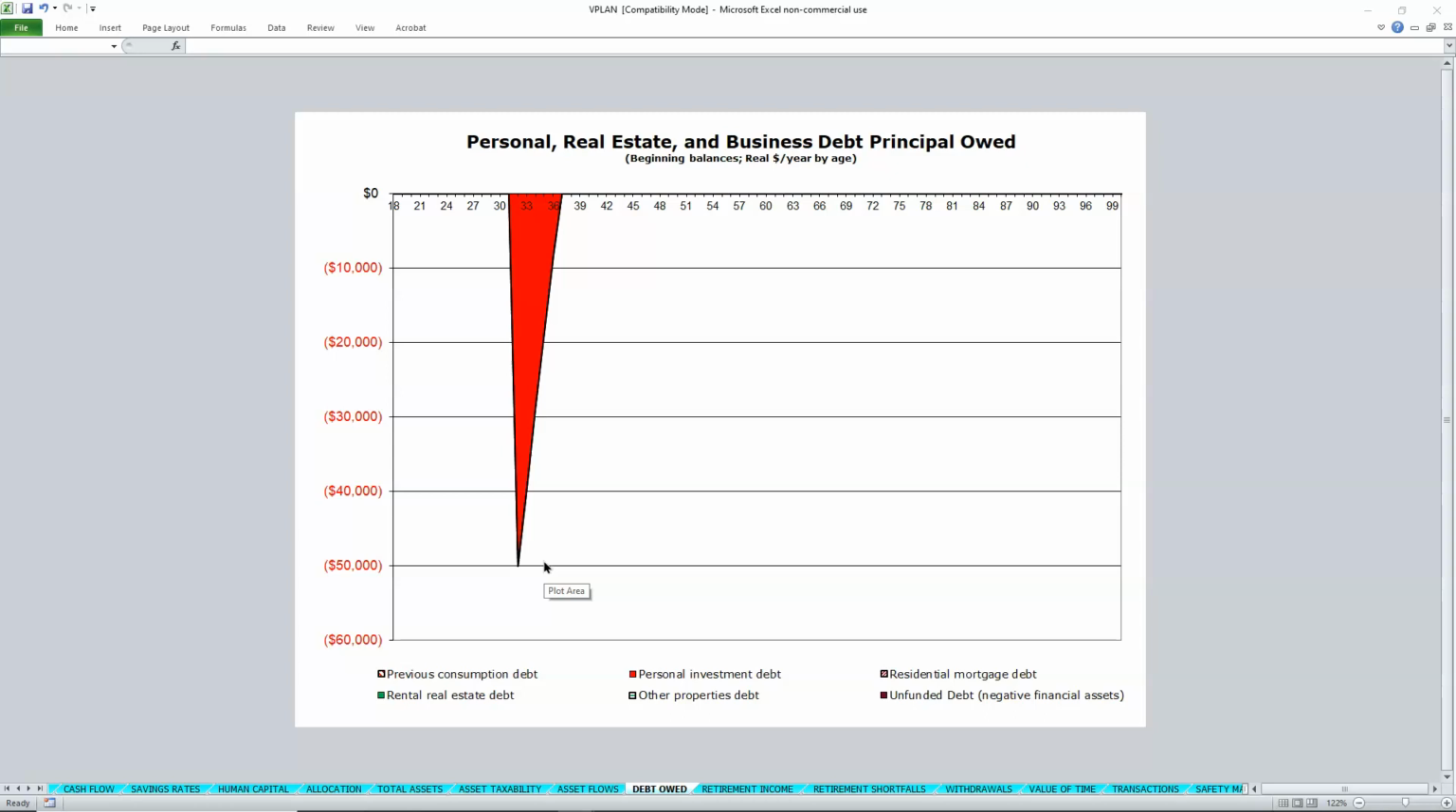If they had such debts, this graphic would also show separate areas for residential mortgage debt, rental real estate debt, and other properties debt. Note that if cash, bond, and stock financial assets are projected to run out at any time during the projection, then VeriPlan will automatically accumulate unfunded debt for this unfortunate situation. Next, we will click and view the blue-tabbed Retirement Income graphic.